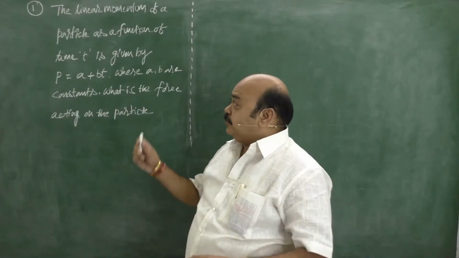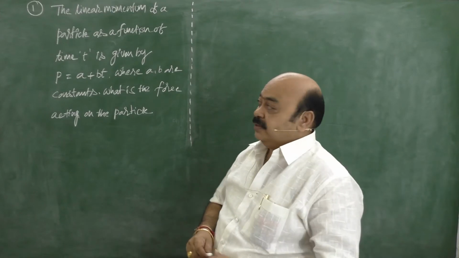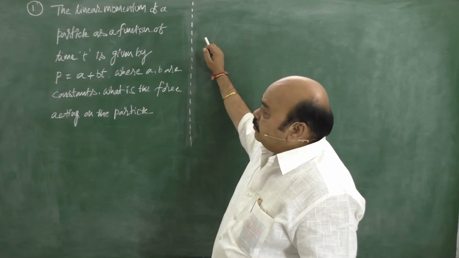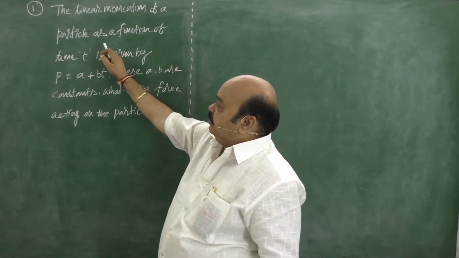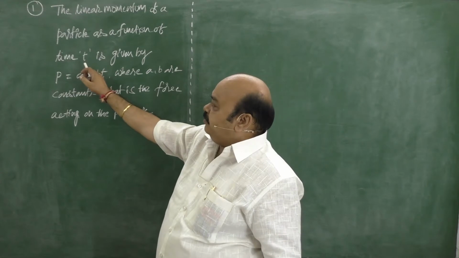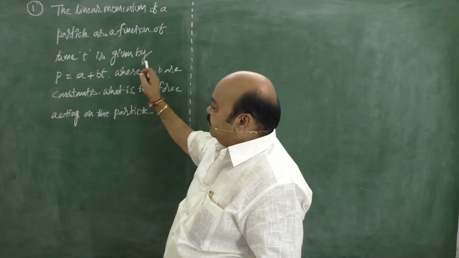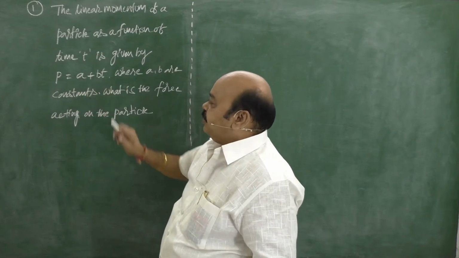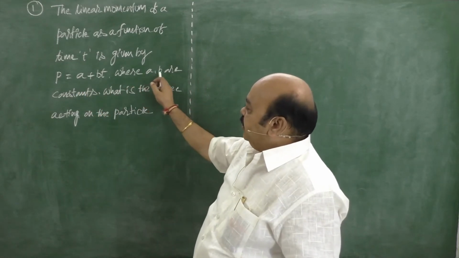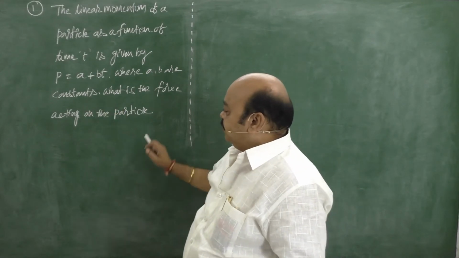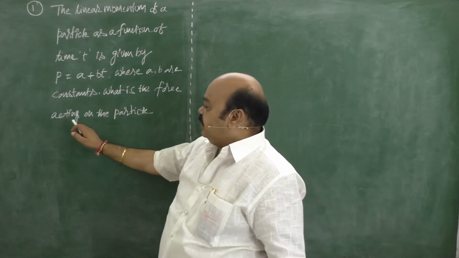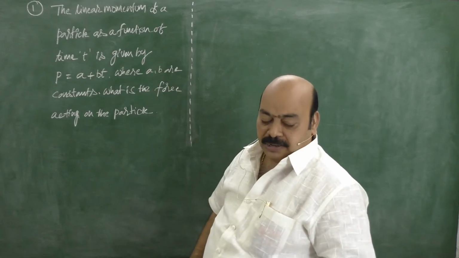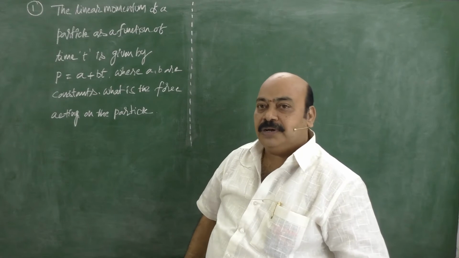Now, let us consider this numerical example. The problem is: the linear momentum of a particle as a function of time t is given by the equation P is equal to a plus bt, where a, b are constants. What is the force acting on the particle? This is problem number 1 in the academy textbook.